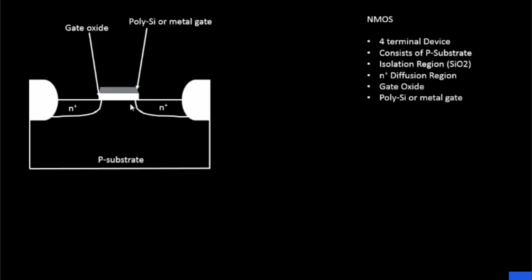Okay, so this is how you build the N plus diffusion area, and you have the gate oxide over here, and you have the gate over here, basically a metal gate. Now let us try to build the terminals. This particular terminal will be called the gate, this one will be called the source, and this particular terminal will be called the drain.